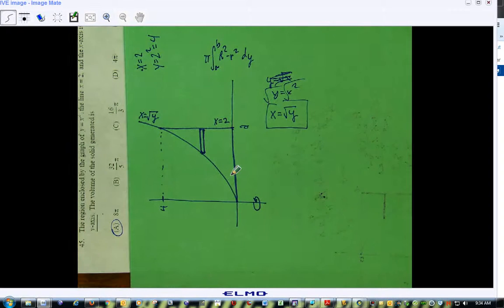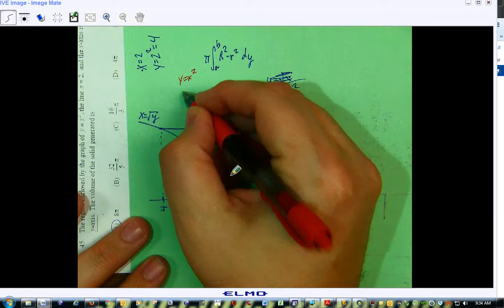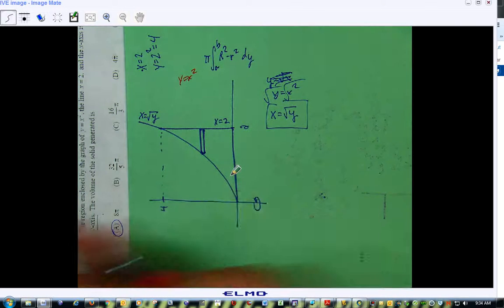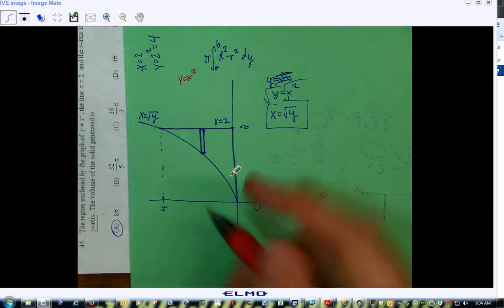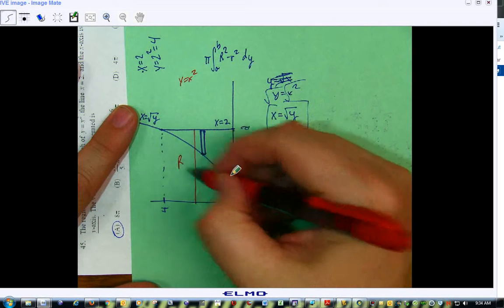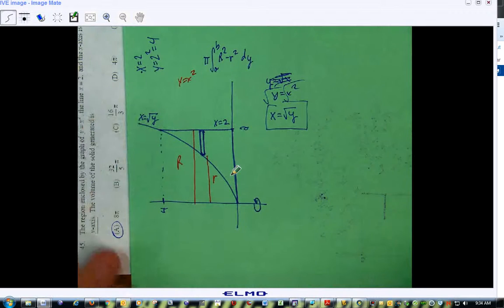So the only difference usually is that you have to transform an equation that was y equals x squared into x equals something with y. That's usually the biggest difference. Otherwise, it's exactly 100% the same. We have to figure out big R, and we have to figure out little r. So we have to figure out both of those.